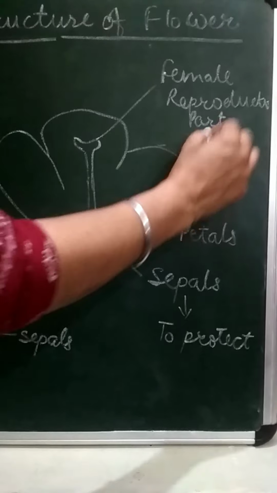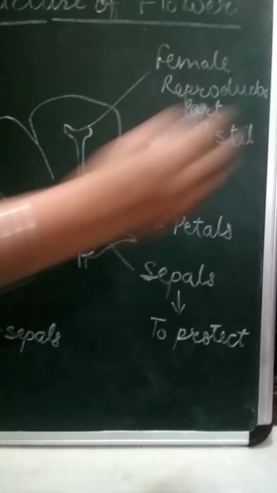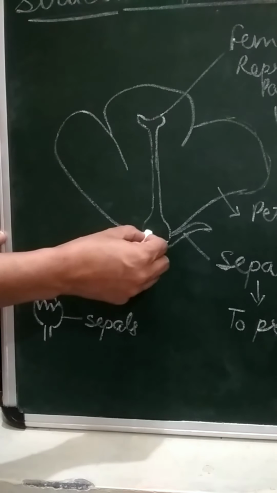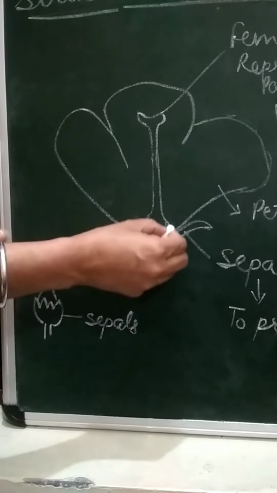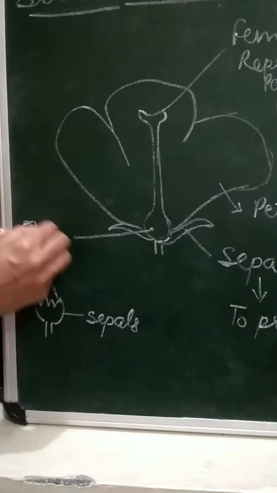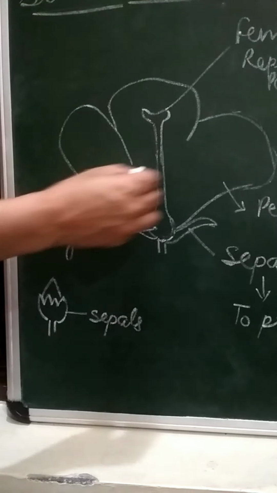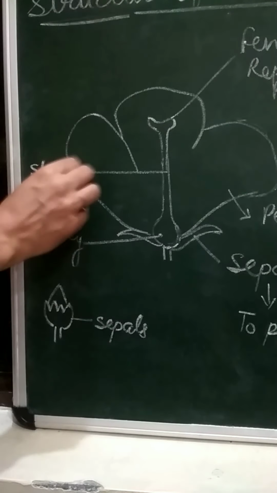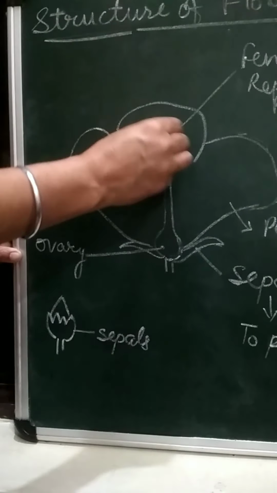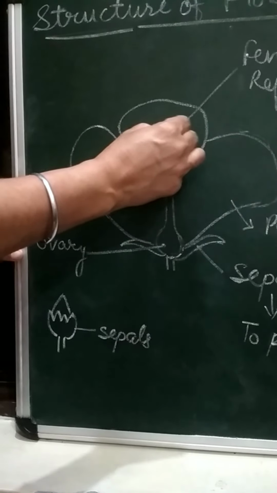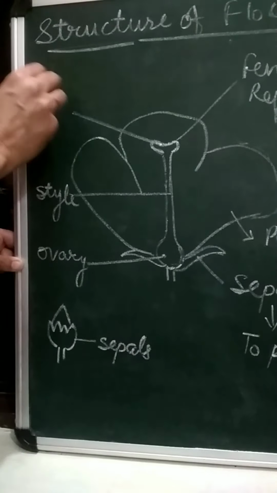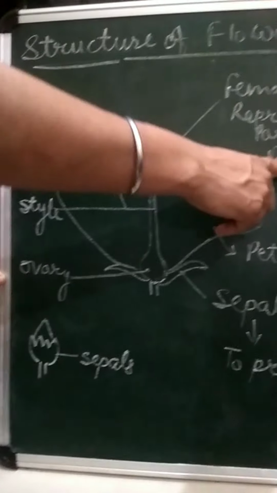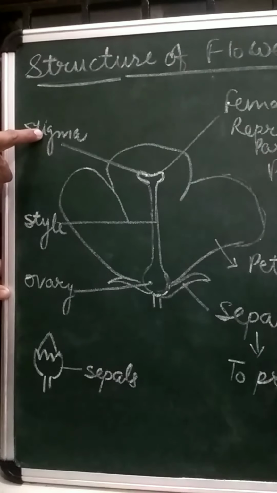This is termed as the pistil. This pistil is made up of three parts. The lowermost part, which is fleshy and bulky, is termed as the ovary. The long tube-like structure is termed as the style. And the third part, which is sticky in nature, is the stigma. So, the pistil is made up of three parts: ovary, style and stigma.